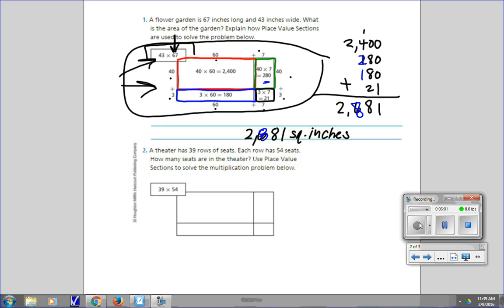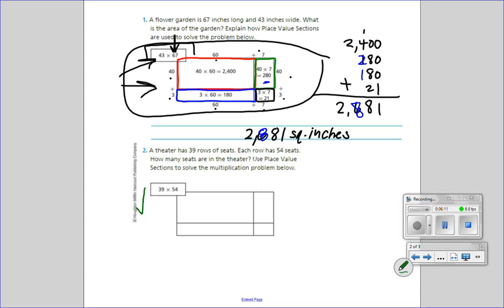Let's try this again. Let's do another example that we're having to fill out together, okay? So we're going to do the first number down the left-hand side. So I have 30 plus 9, right? That equals 39. Are you writing it with me? That's what taking notes is. Then you have 54. 50 plus 4.